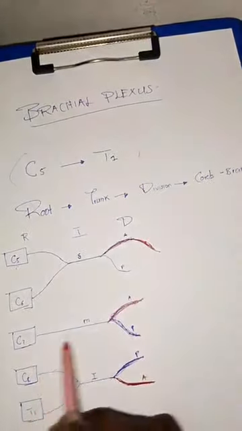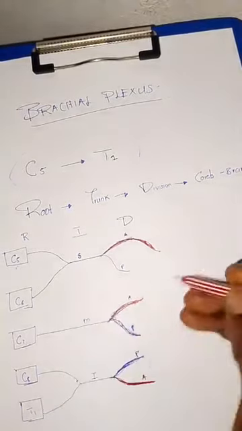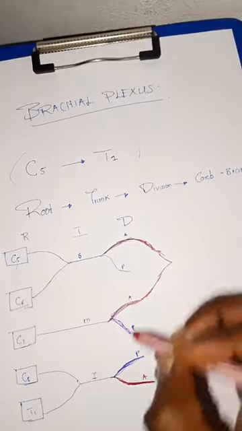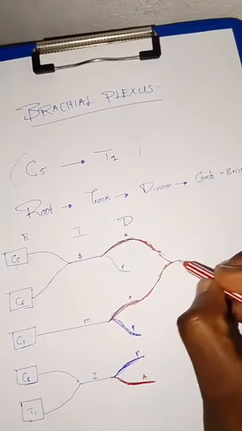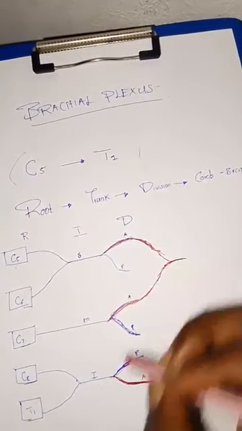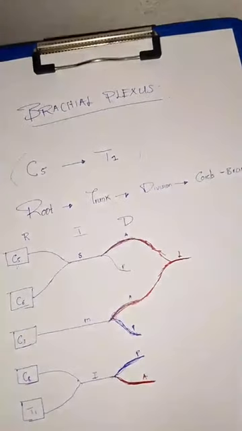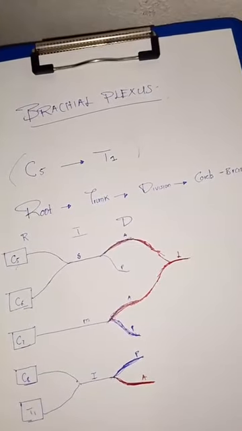of the middle trunk and the superior trunk are going to join, and as they join, they are going to form what we call the lateral chord. So they are going to join here to form the lateral chord. That is for the anterior division of the superior and the middle trunk.